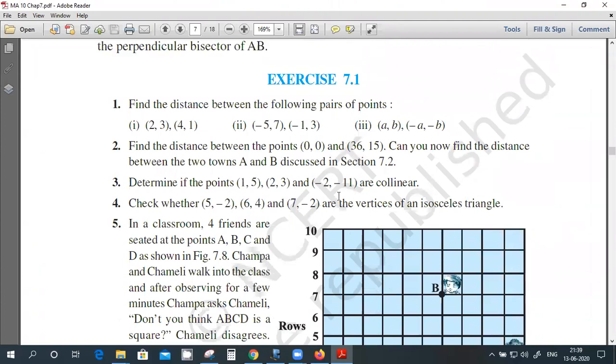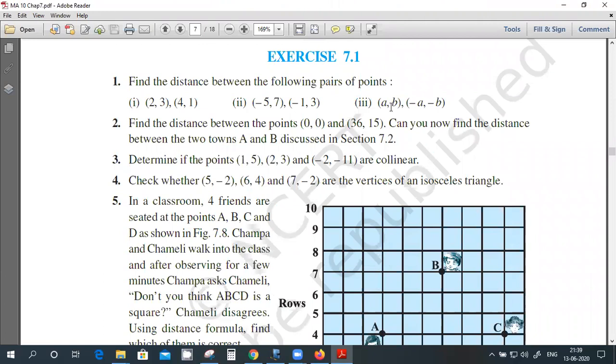Okay, and the distance. This is obvious, right? What about this one? Find the distance between these two points. One second. Not getting it. This 2a square, no? a minus minus a, that is 2a. Okay, 2a square plus 2b square.